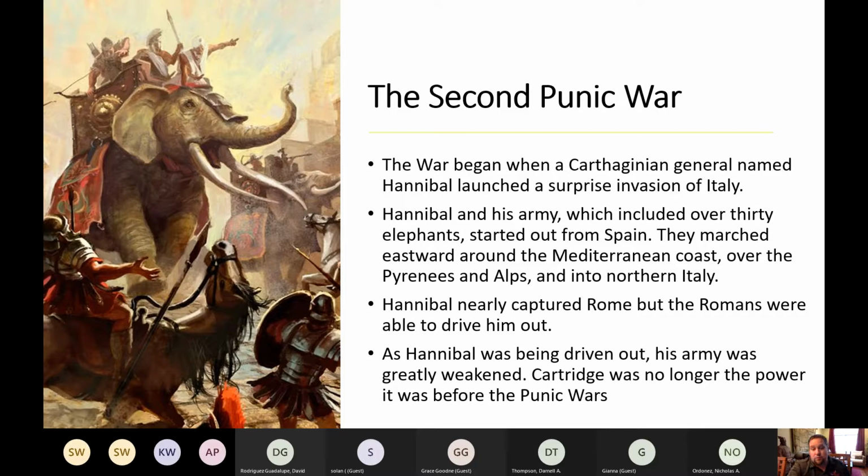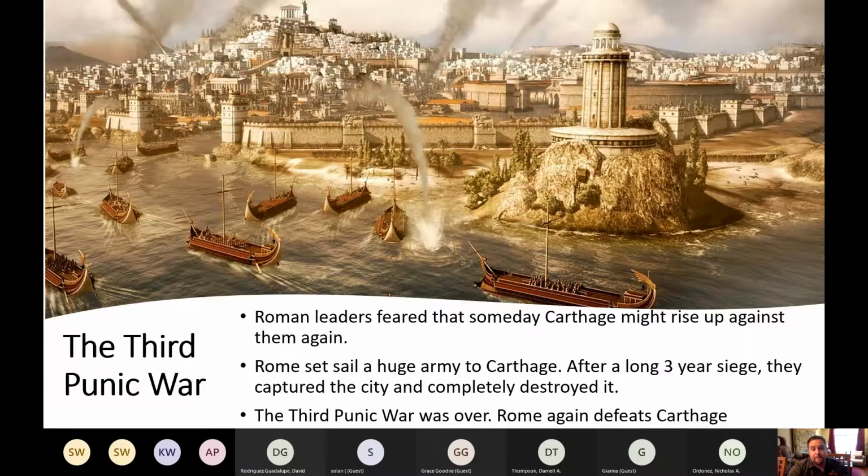But eventually the Romans were able to drive him out. And when Hannibal is driven out, he actually is greatly weakened, and Carthage is no longer the power that it was before the Punic Wars. And so once again, Rome wins the second Punic War, just like they won the first one.